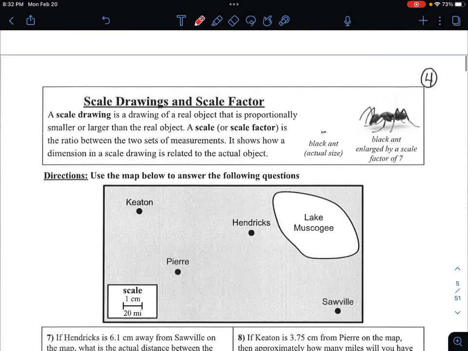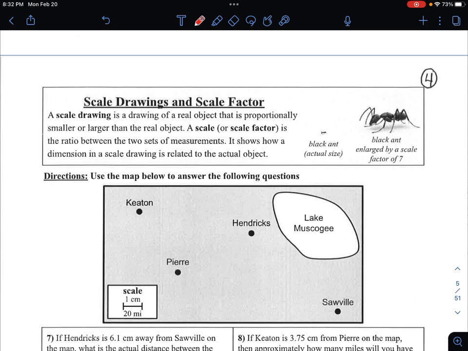All right, let's go ahead and go to the next and final page. It's about scale drawings and scale factors. So let's read through this. A scale drawing is a drawing of a real object that is proportionally smaller or larger than the real object. A scale or scale factor is the ratio between the two sets of measurements. It shows how a dimension in a scale drawing is related to the actual object.